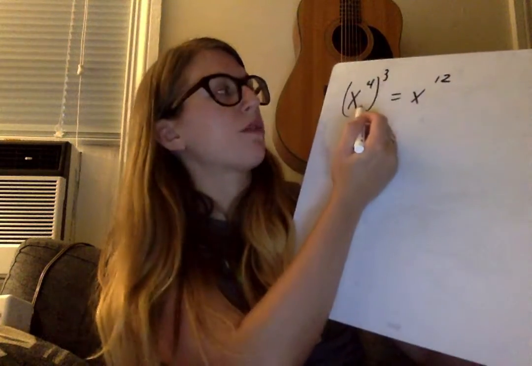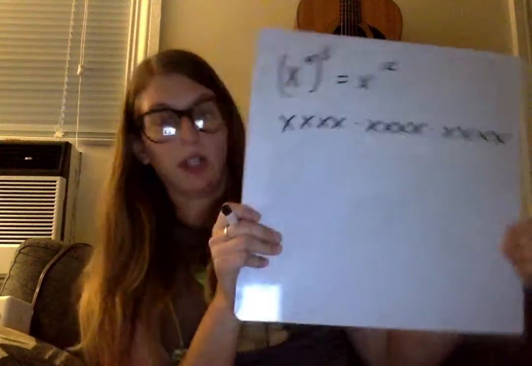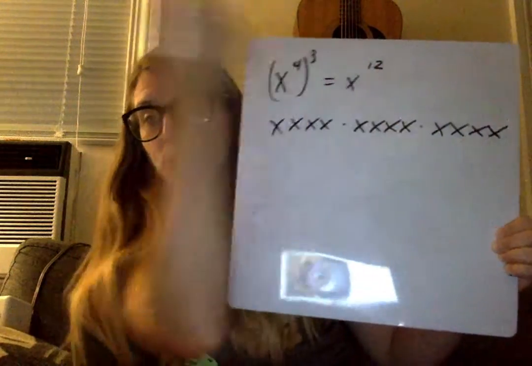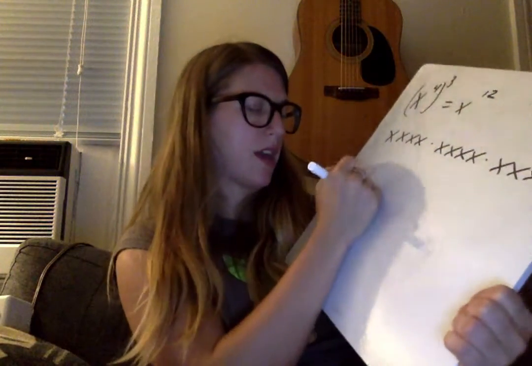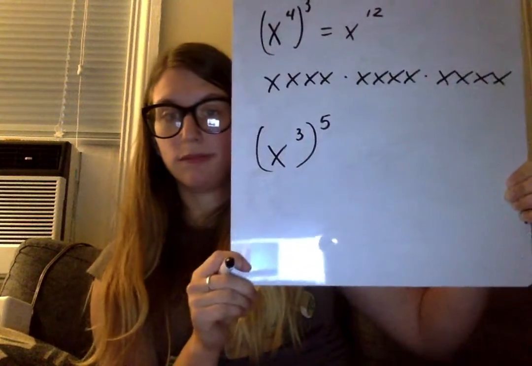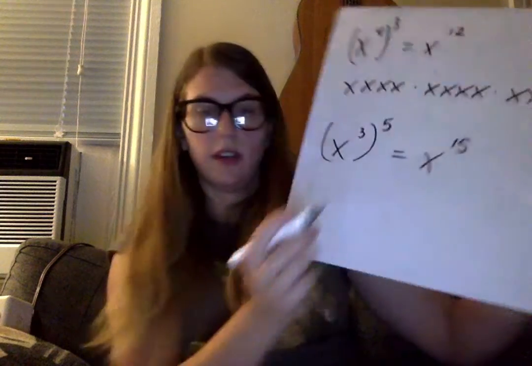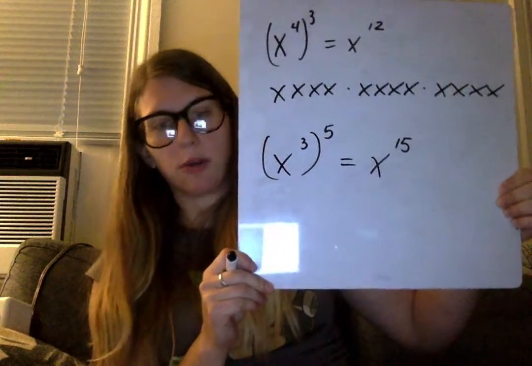So this is x to the fourth 3 times over. So I'm going to have 1, 2, 3, 4, 1, 2, 3, 4, 1, 2, 3, 4. That's a lot of x's, but that's why it's 12. I then ask you to try x to the third to the 5th power, which is just x to the 15th.